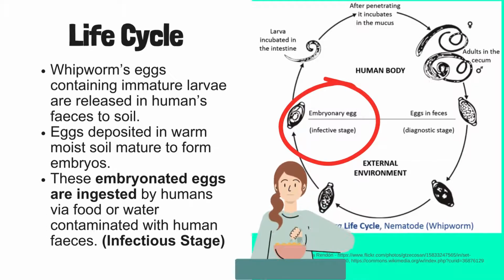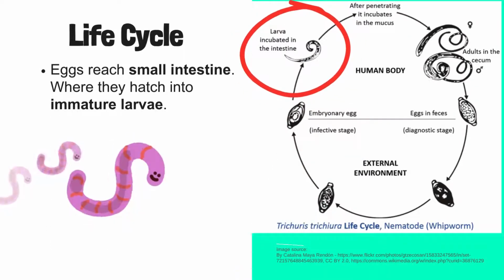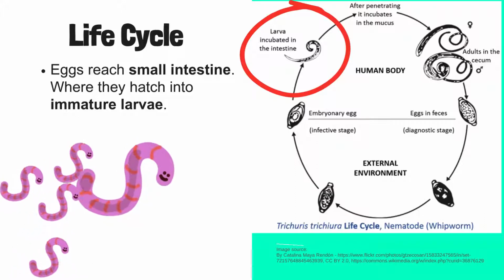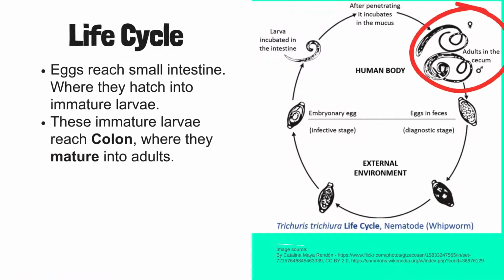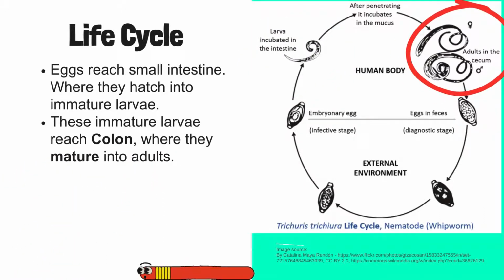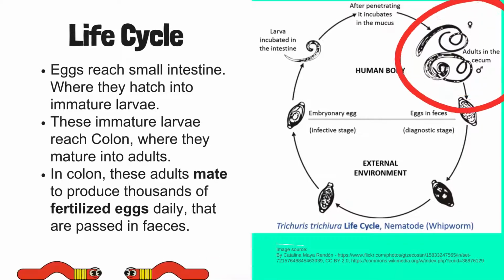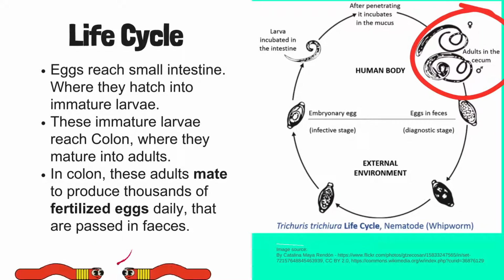These embryonated eggs are ingested by humans through food or water contaminated with human feces. This is the infectious stage of worm. Eggs reach small intestine, where they hatch into immature larvae. These immature larvae reach colon, where they mature into adults.